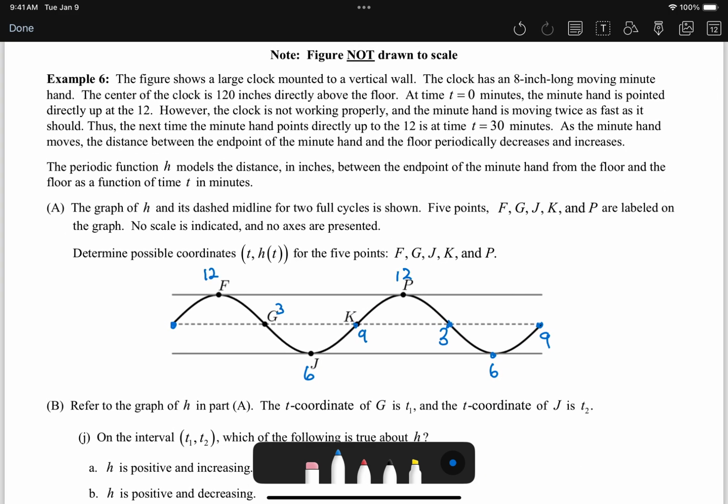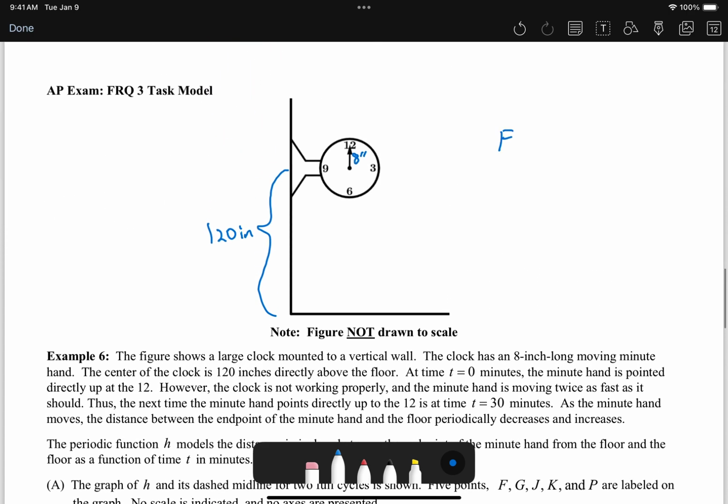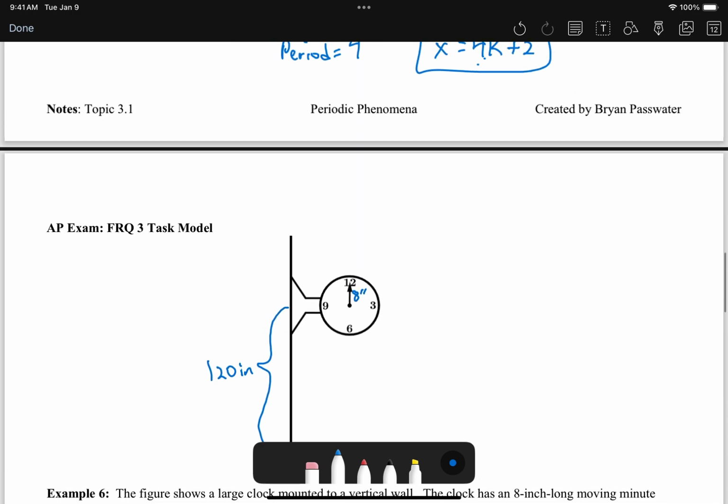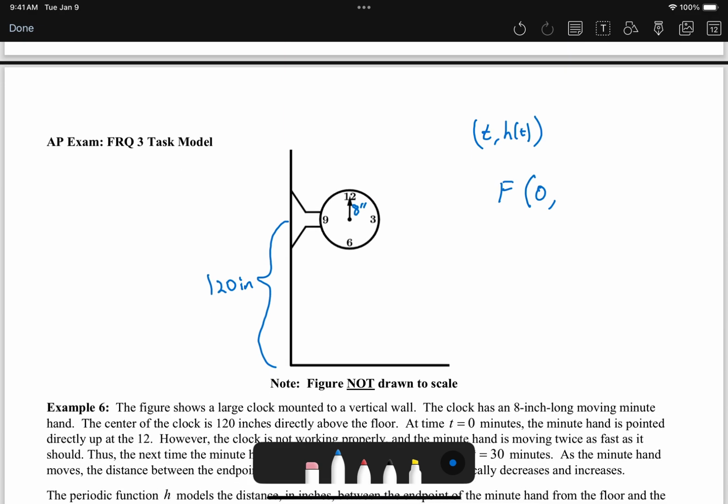So then it says, okay, we want to know possible coordinates for these 5 points, F, G, J, K, and P. Well, let's see. F could be, well, it's time 0 because it says H of T. Is it H? Yeah. So our time is our X, our H of T is our height. Well, what's our height there? Well, if you said 128, you'd be correct because it's up here. There's F.